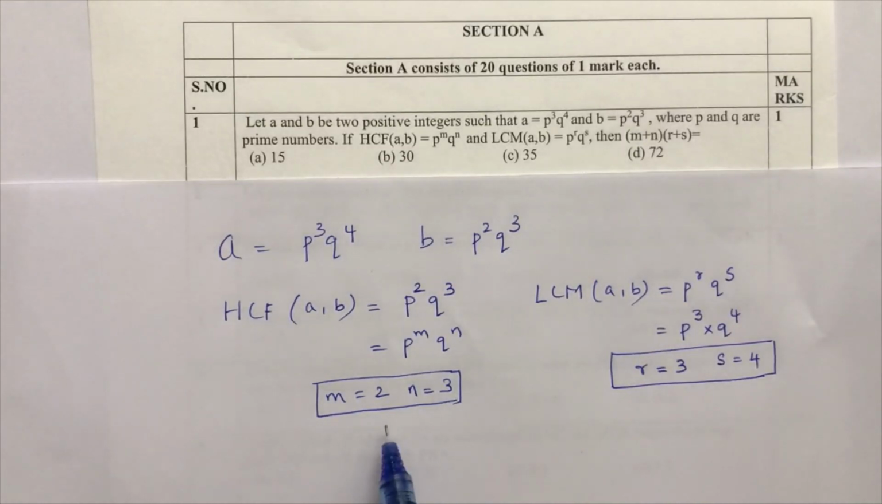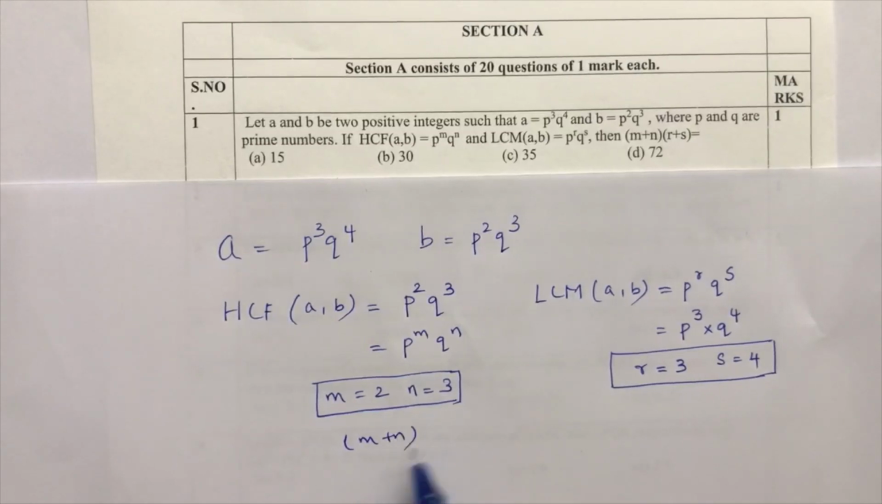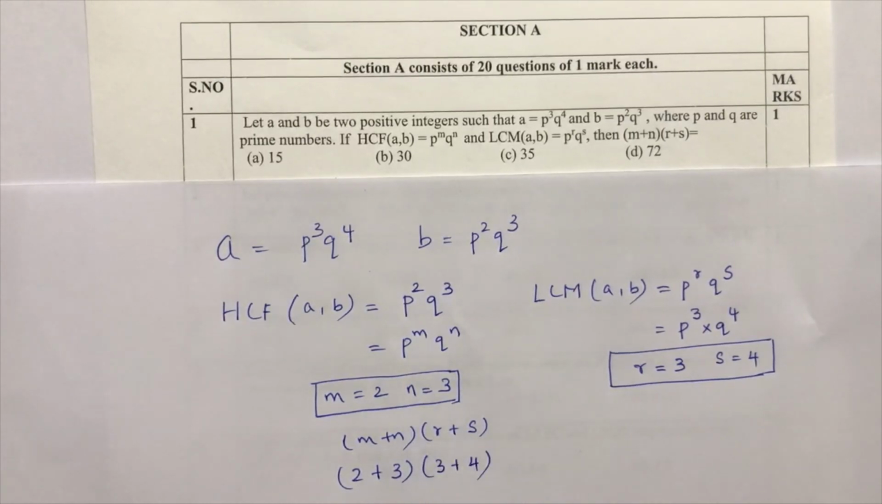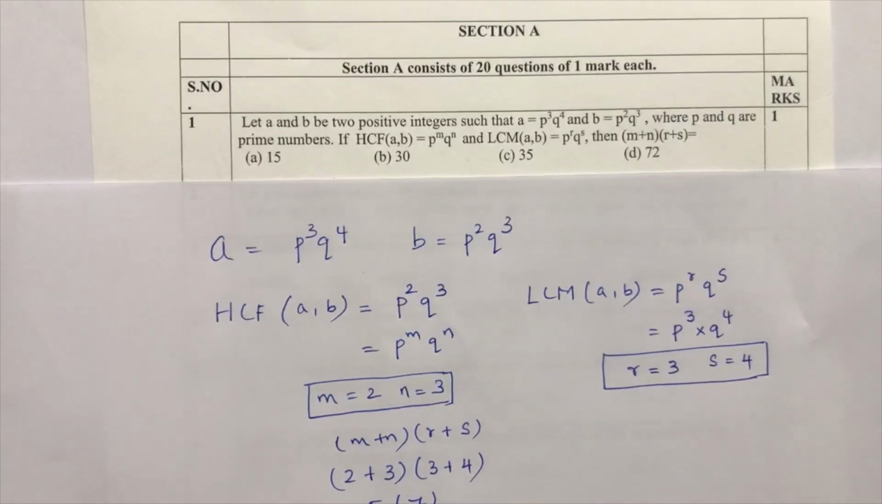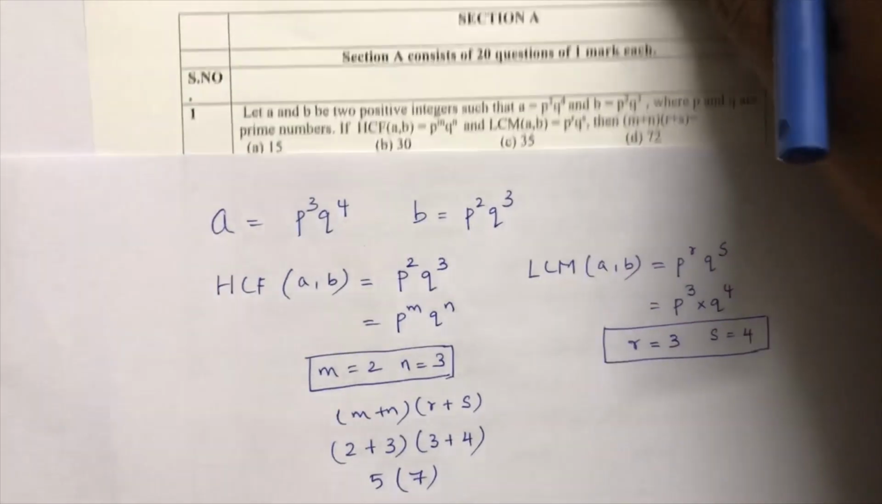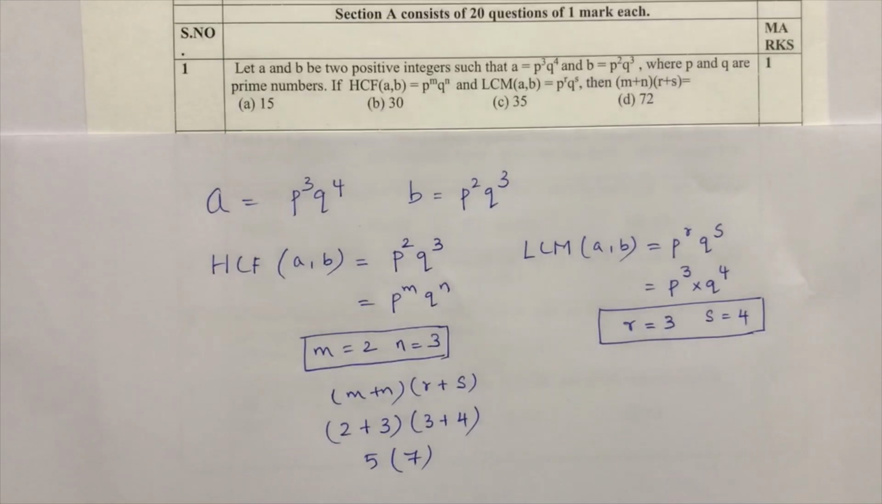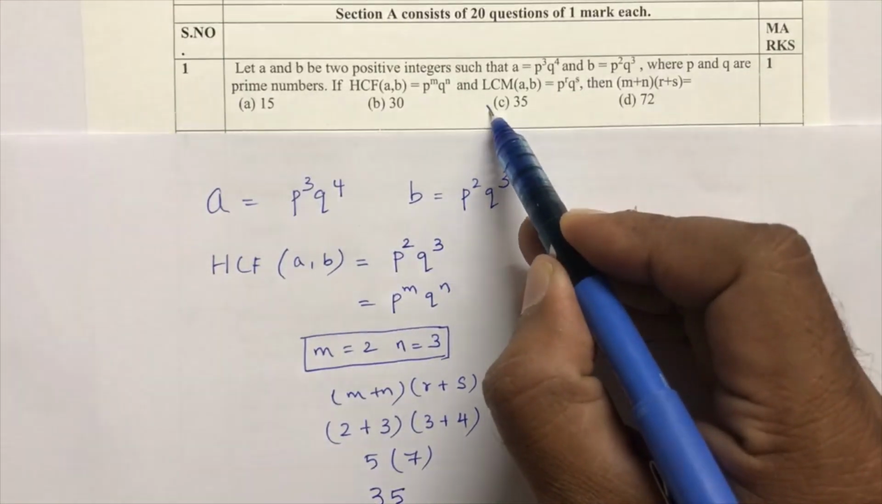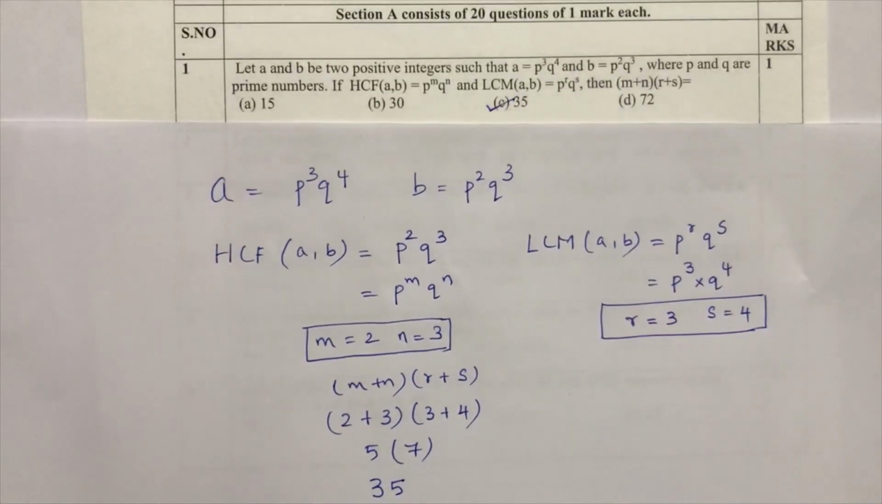Now they ask us the value of (M plus N) into (R plus S). M is 2 plus 3, into R is 3 plus 4. So 2 plus 3 is 5, 3 plus 4 is 7. 5 times 7 is 35. So the correct option is C.